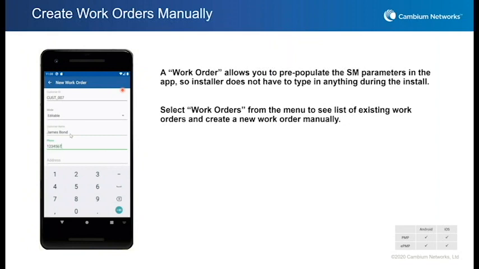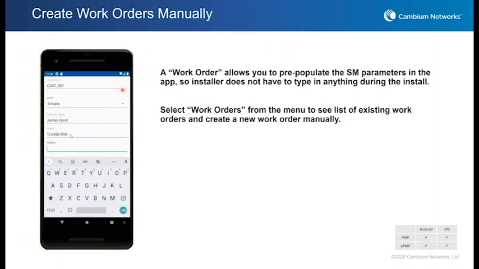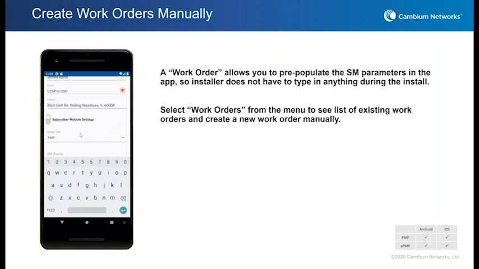And later, when you review the work order, the app also allows you to just click on the contact number and call the customer. You can click on the address and start navigation. It will launch Google Maps or Maps on iOS and start the navigation to the subscriber's address. And you're also configuring all the parameters needed for the installation.